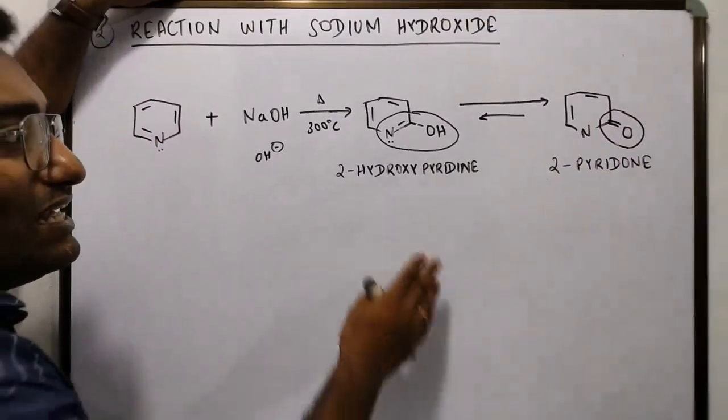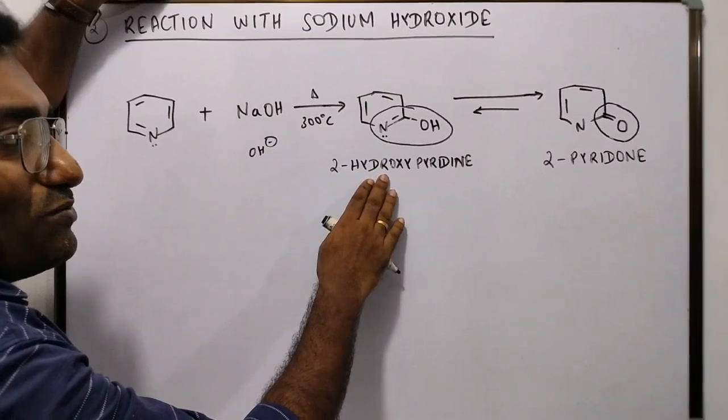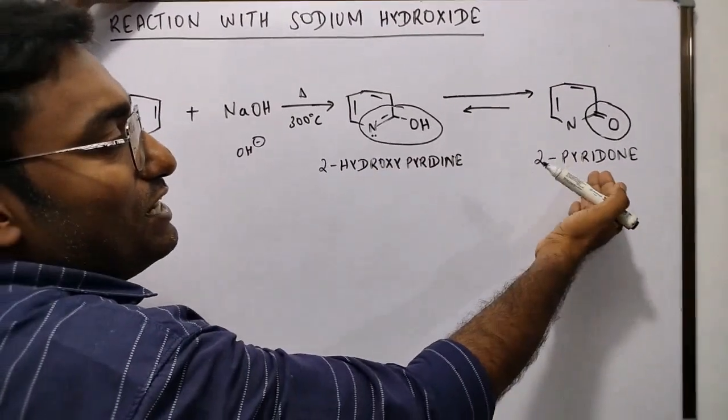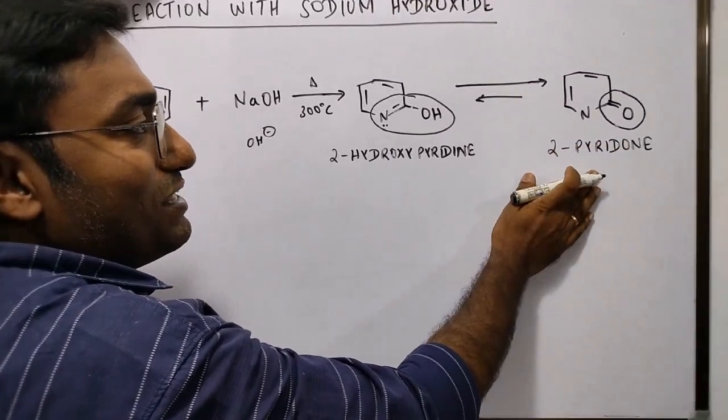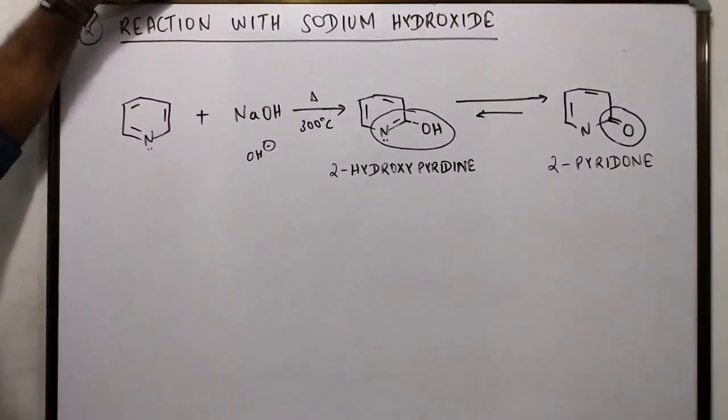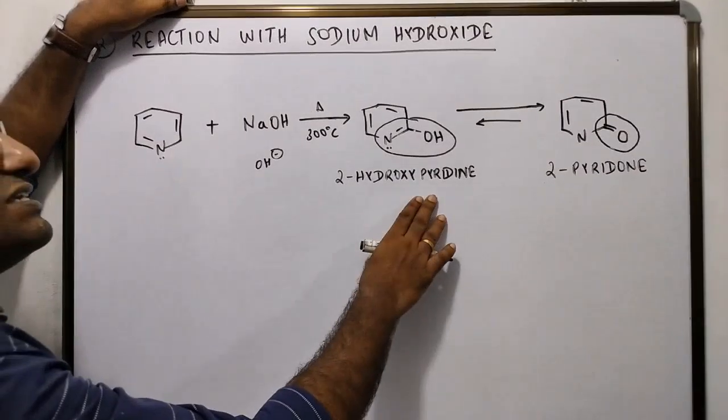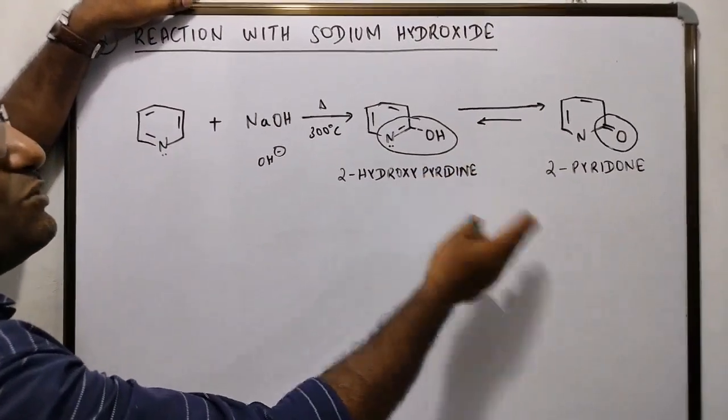And this is the reason that most of the enol tautomer converts itself into the keto isomer. The phenomenon has already been discussed in an earlier video, which is titled the keto-enol tautomerism.